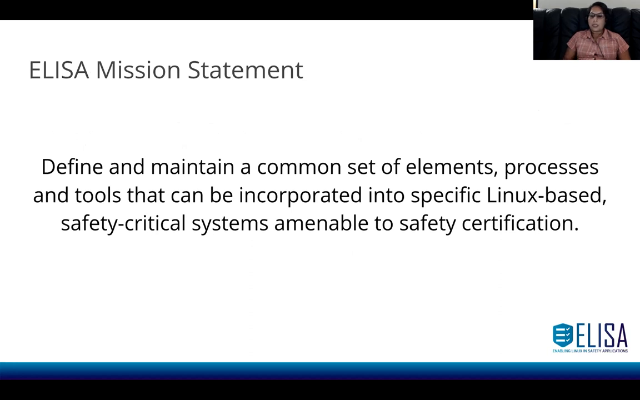So what is our mission statement? We are defining and maintaining a common set of elements and processes and tools that can be incorporated into specific Linux-based safety critical systems amenable to safety certification. That's a lot of big words, but essentially what we are looking at is this, our development process.